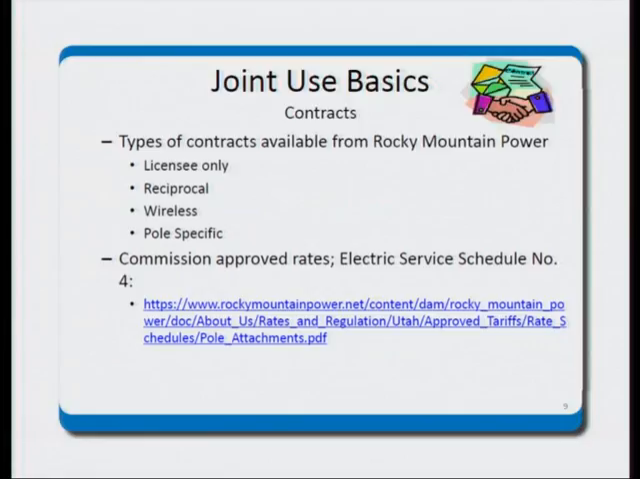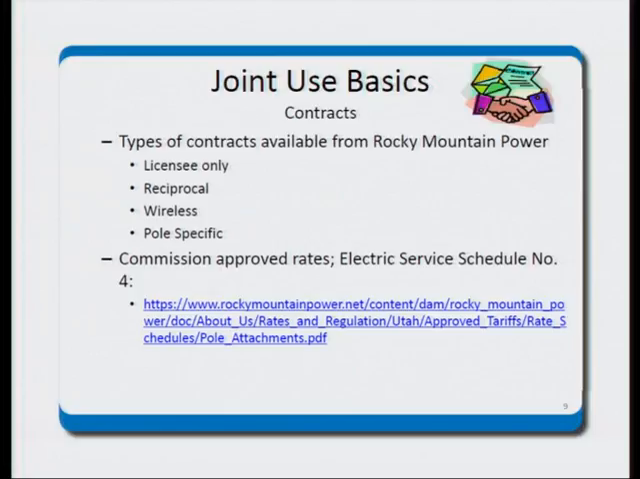So here are some types of contracts that are available from Rocky Mountain Power, and I list these because I want folks to understand that not all contracts are the same. So I call this first one the licensee only. That means that you're an attaching entity that doesn't own poles. You're only going to be a renter on poles, and so it's a licensee only type of agreement. Alternatively, a reciprocal agreement means you're a pole owning entity, and Rocky Mountain Power and you are each going to attach to each other's poles, and so that's a reciprocal agreement.